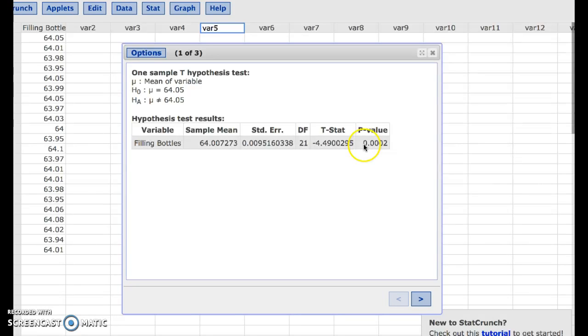So p-value less than alpha means we reject the null and accept the alternative. So we could say there is evidence to support the claim that the filling machine is miscalibrated. So what do we do? If the filling machine is miscalibrated, we should stop the process, order a fix, and continue.